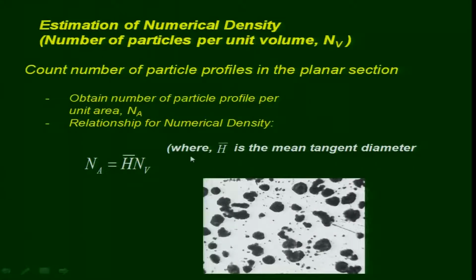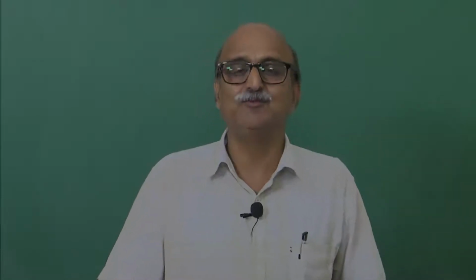So, from here, if I know the mean tangent diameter of these particles, then from this measure of the number of particles per unit area, I can make an estimate of the number of particles per unit volume. Though this relationship looks very simple, we have a problem with it. The problem is that Na is a simple measure, however, the mean tangent diameter of the 3-dimensional particle is still not known from this single section, and unless we make a certain assumption about shape, we would not be able to estimate the mean tangent diameter.